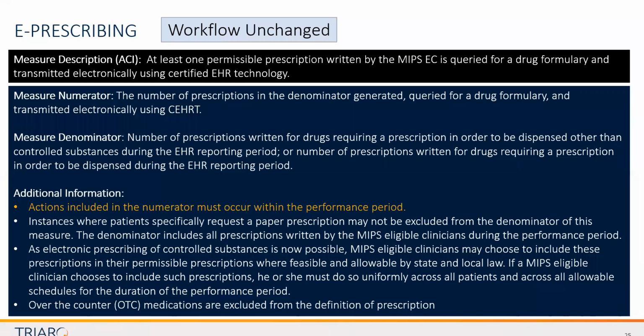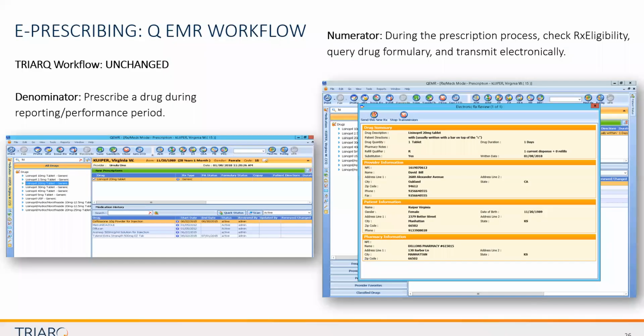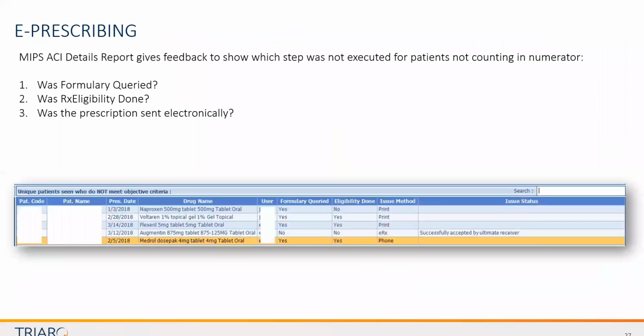Okay, e-prescribing. The workflow is unchanged. There's nothing you guys need to stress about here. It's the same as it's always been. Here's a picture of our RxMed screen. How do I send an electronic prescription? EPCS is optional. If you want to include EPCS, you can. If you don't want to include EPCS, you don't have to. It's totally optional, and there's a setting in admin that lets you elect to do or not do.